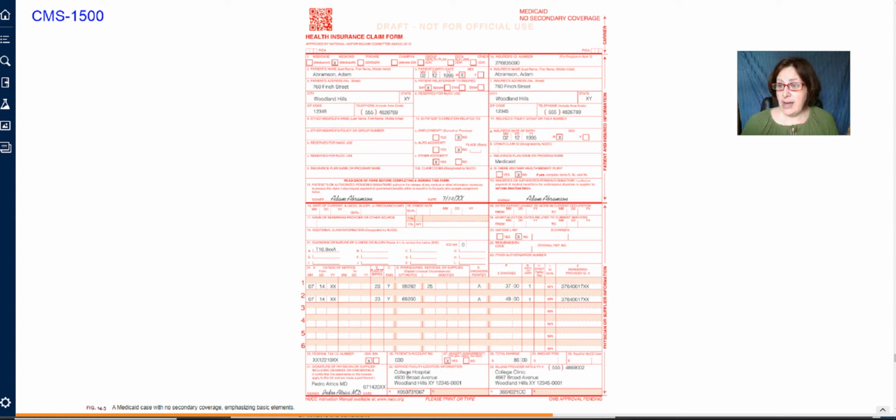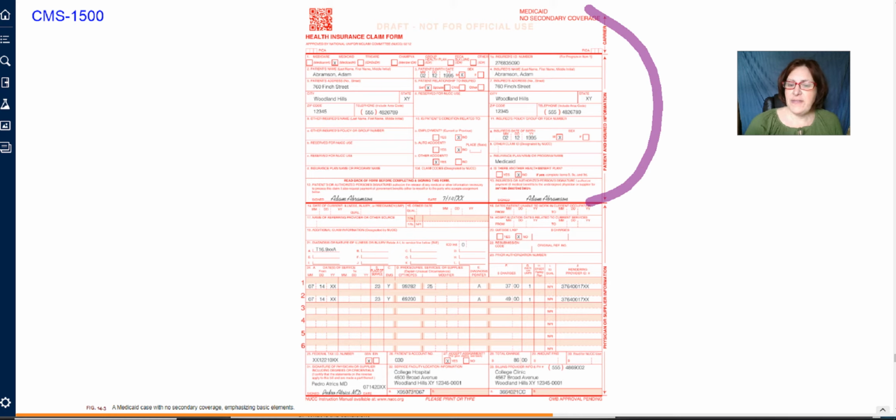It is red for a reason. That's so that when it's scanned at the insurance companies, the optical readers for the scanners can actually pick up the print on here without actually picking up the line. So it's a pretty neat system. And this document contains all the information the insurance company needs in order to process payment on the claim.